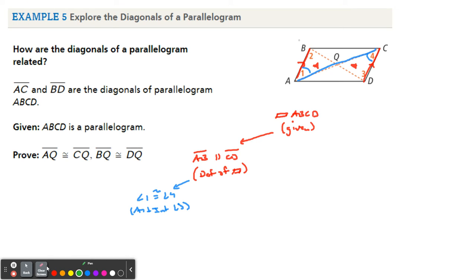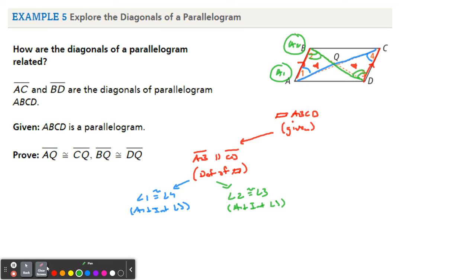If I do the other transversal, now I know that angle 3 and angle 2 are congruent. So I know that angle 2 is congruent to angle 3. That's also by the alternate interior angles theorem. And between those 2 triangles, that's 2 angle pairs. Angle pair 1, angle pair 2.